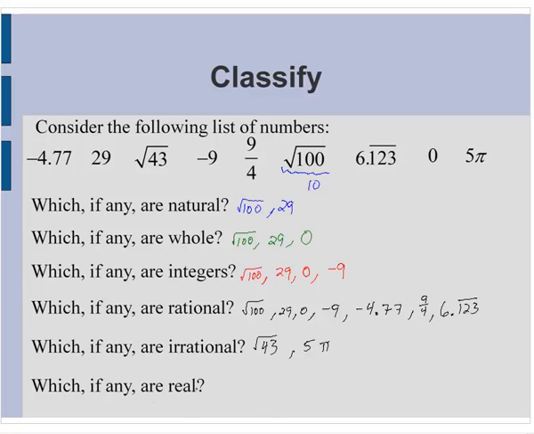And which, if any of these, are real? All of them are real. Because they are either rational or irrational. We could plot every single one of these numbers on a number line if we really wanted to.